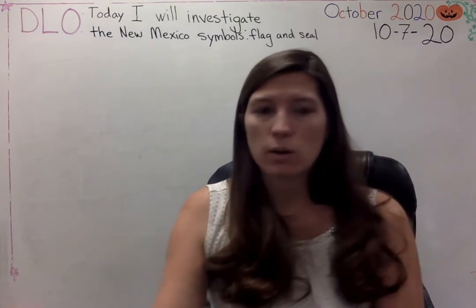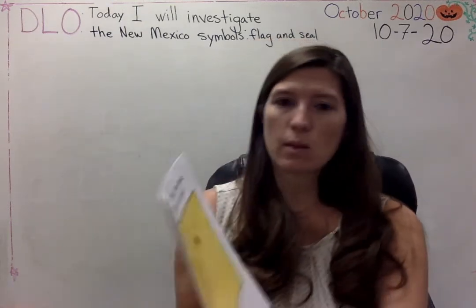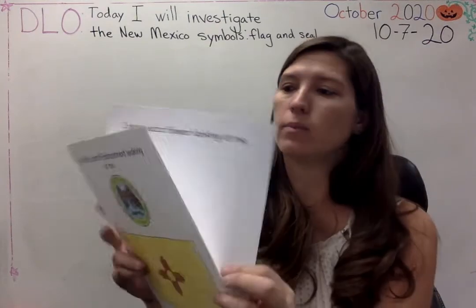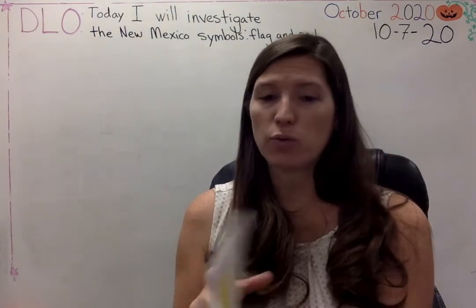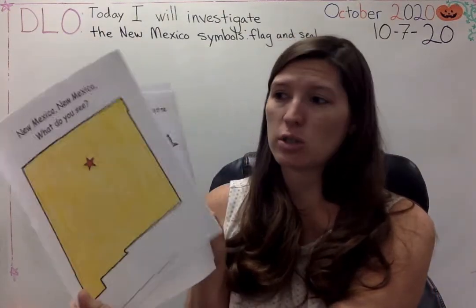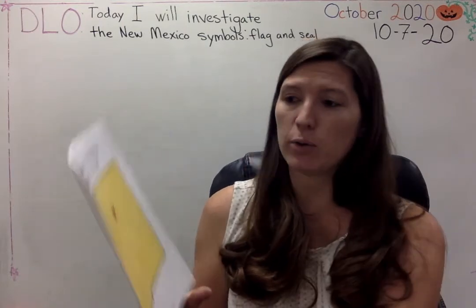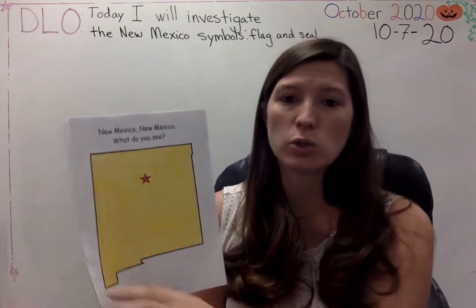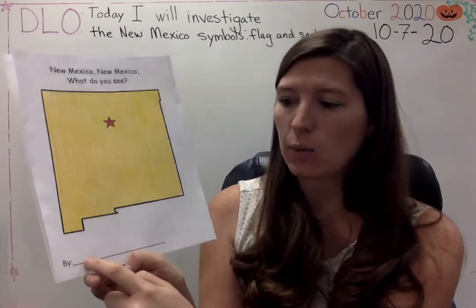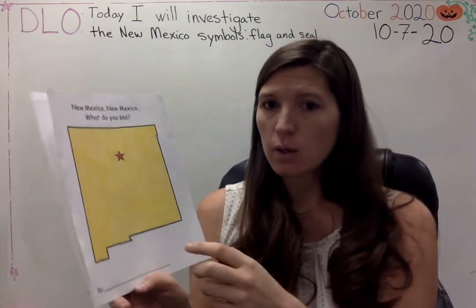So in your Ziploc baggie, you have several, you have 3 different pages for New Mexico. So the title of our book is New Mexico, New Mexico, What Do You See? By, and I want you to write your name here. So we're going to learn about a couple symbols.